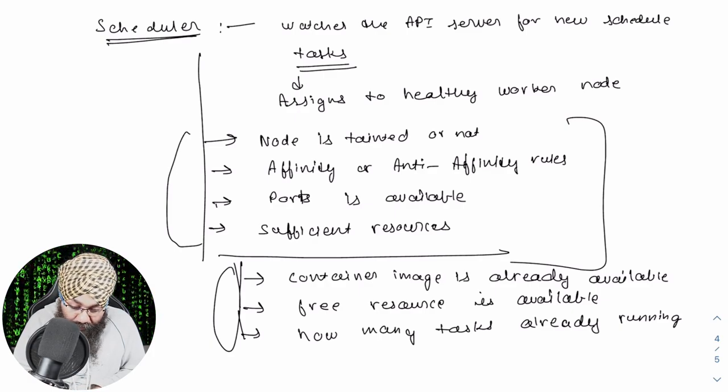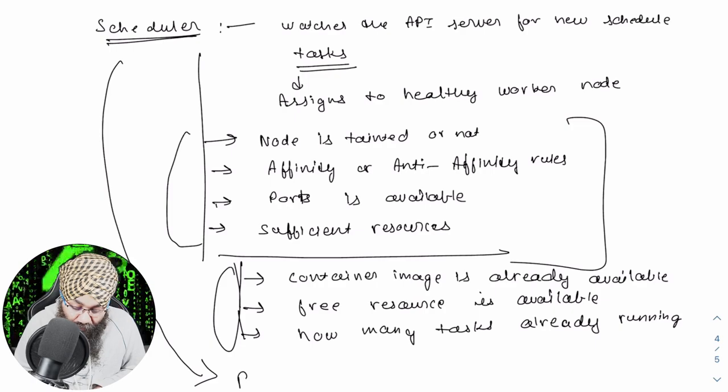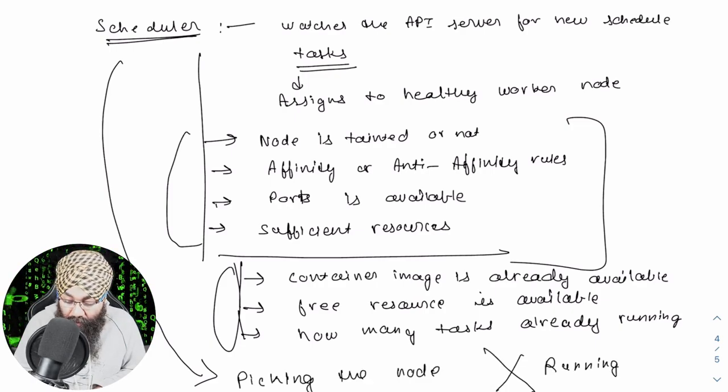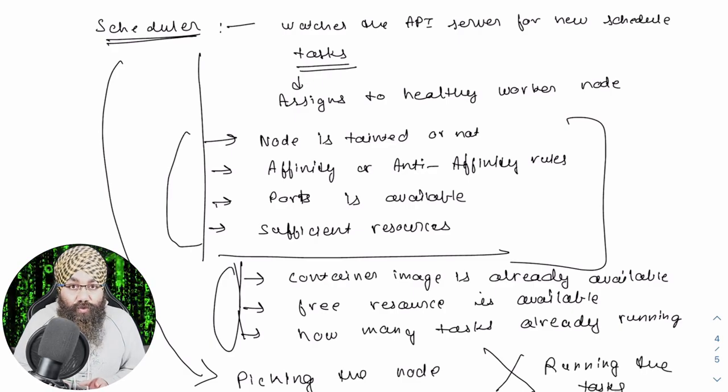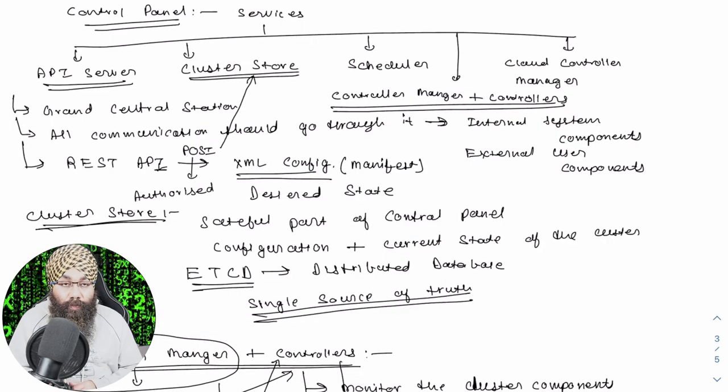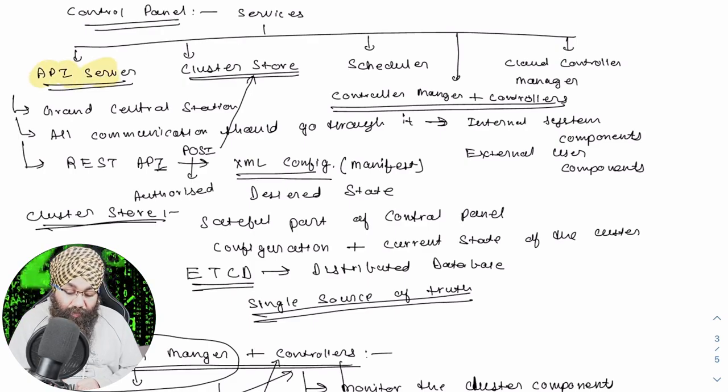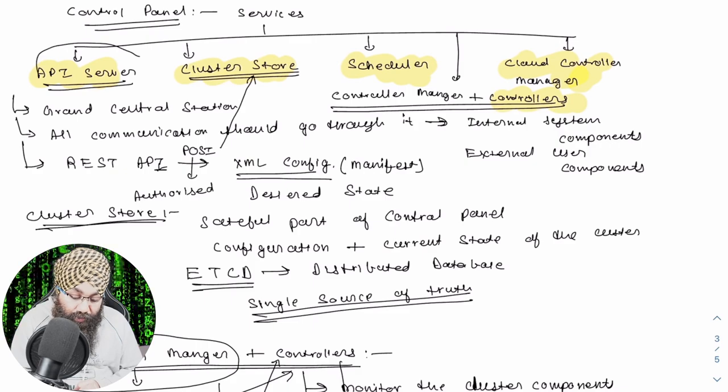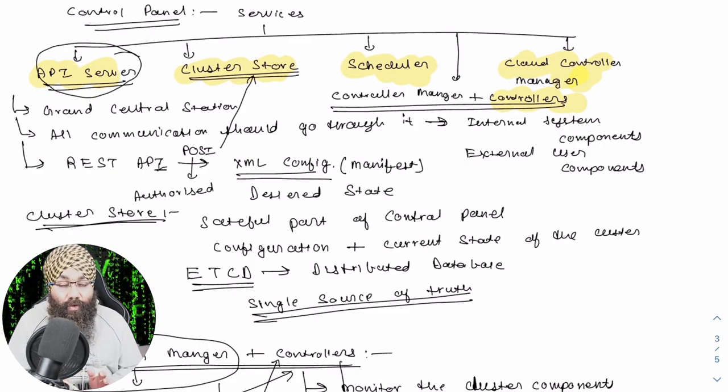An important thing to note is that the scheduler is only responsible for picking the node. It is not responsible for actually running the task. It only picks the node and assigns the task, but it is not responsible for actually running the runtime. That is the work of the worker nodes. So these were the four important services that make up the control panel. The control panel runs these important services, and these services are the brains of the control panel where all the controlling and scheduling decisions happen. These services are the API server, the cluster store, the scheduler, the cloud controller manager, and the different controllers. The API server is the front end of the control panel. The communication that needs to be done with the control panel is done using the API server.